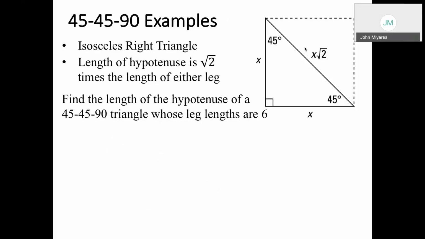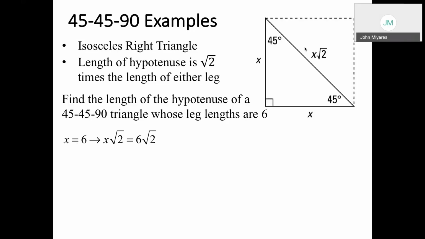Let's look at a couple of examples of how we might use this relationship to solve for missing side lengths in a 45-45-90 triangle. Suppose you're told that you have a 45-45-90 triangle with legs of length 6 and you want to find the length of the hypotenuse. Well, if the hypotenuse is the length of the leg times the square root of 2, and we know the legs have length 6, then the hypotenuse will have a length of 6 times the square root of 2.